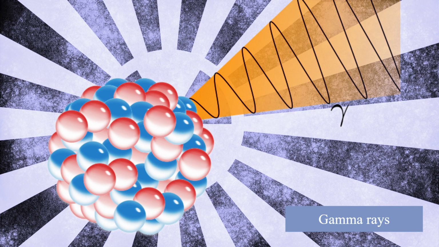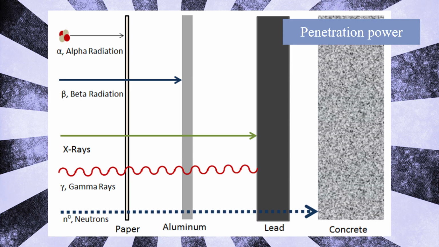Lastly, we have gamma rays, which are weightless packets of energy, and unlike alpha and beta particles that both have energy and mass, gamma rays are pure energy, and they are similar to visible light, but they have much higher energy, and they also have higher penetration power than alpha and beta particles. This image shows you the penetration power of certain radiations, and you can see how gamma rays have the highest penetration power compared to alpha and beta particles.